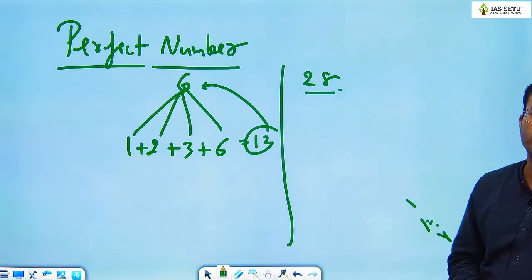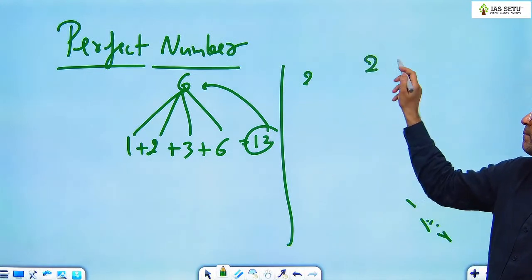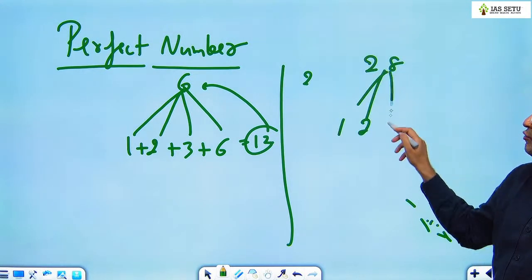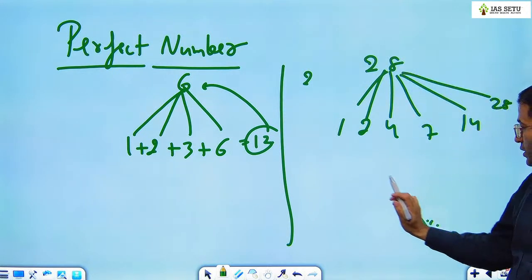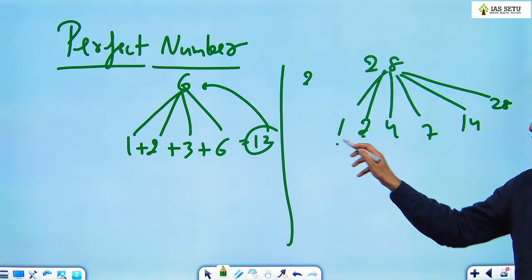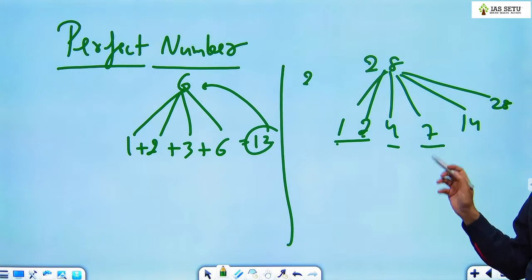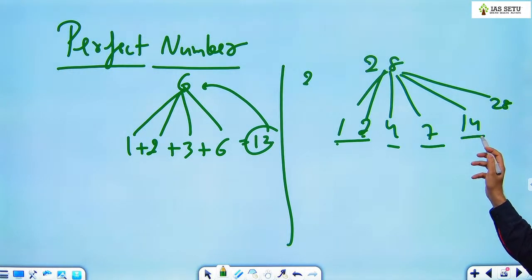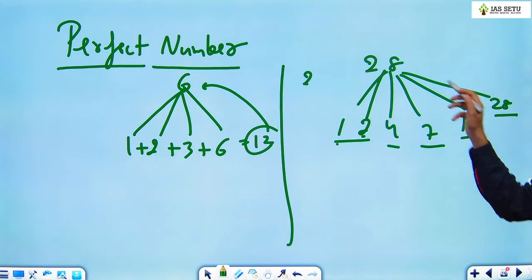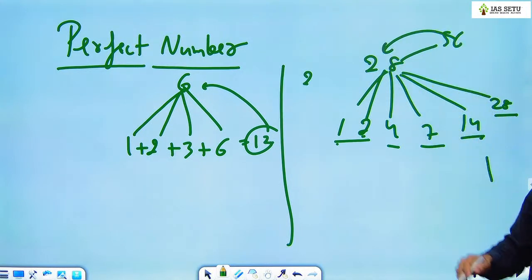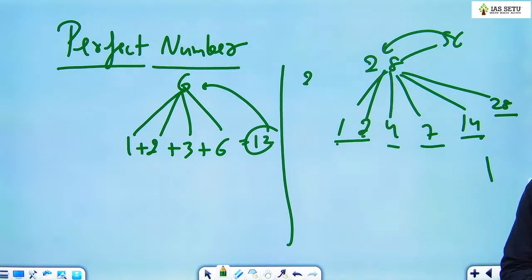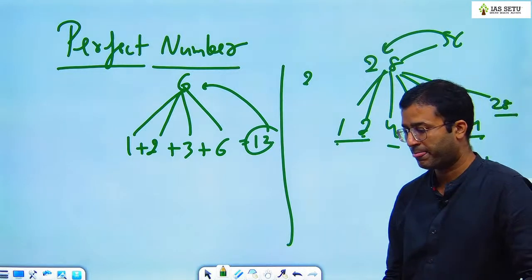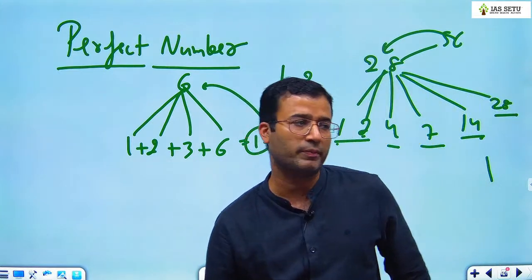Like 28, if you take factors of 28, what are factors of 28? 1 2 4 7 14 28. When you take sum of the factors, 1 plus 2 is 3, 3 plus 4 is 7, 7 plus 7 is 14, 14 plus 14 is 28, 28 plus 28 is 56. Is this 56 double than the given number? Yes, that's why 28 is considered as a perfect number. So you put heading perfect number, write two examples of perfect number 6 and 28. 6 is a perfect number, 28 is also a perfect number.